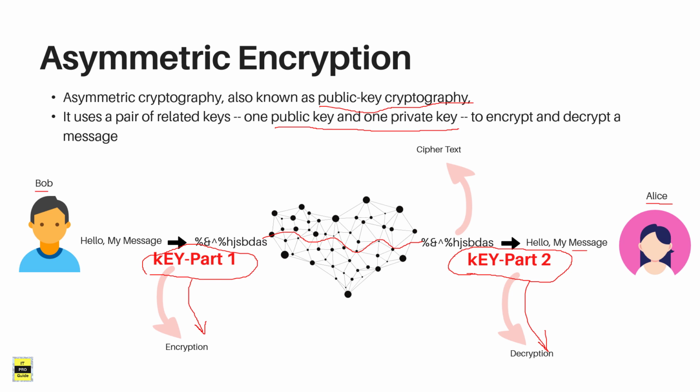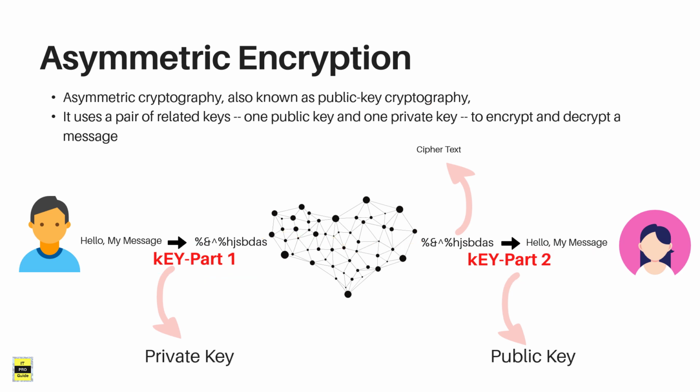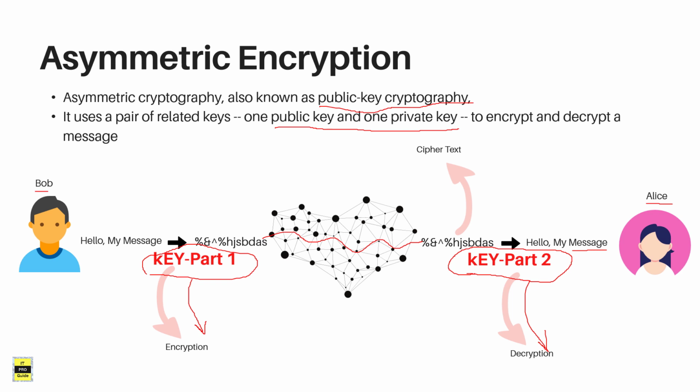The key which we share over the network to the recipient is known as the public key, and the other part of the key is known as the private key. In asymmetric encryption, a private key can be used to encrypt the message and the public key can be used to decrypt the message. Or a public key can be used to encrypt the message and a private key can be used to decrypt the message. So you cannot encrypt and decrypt a message using the same key, for example, the same public key or the same private key. You have to use one for the encryption, then the other for the decryption.